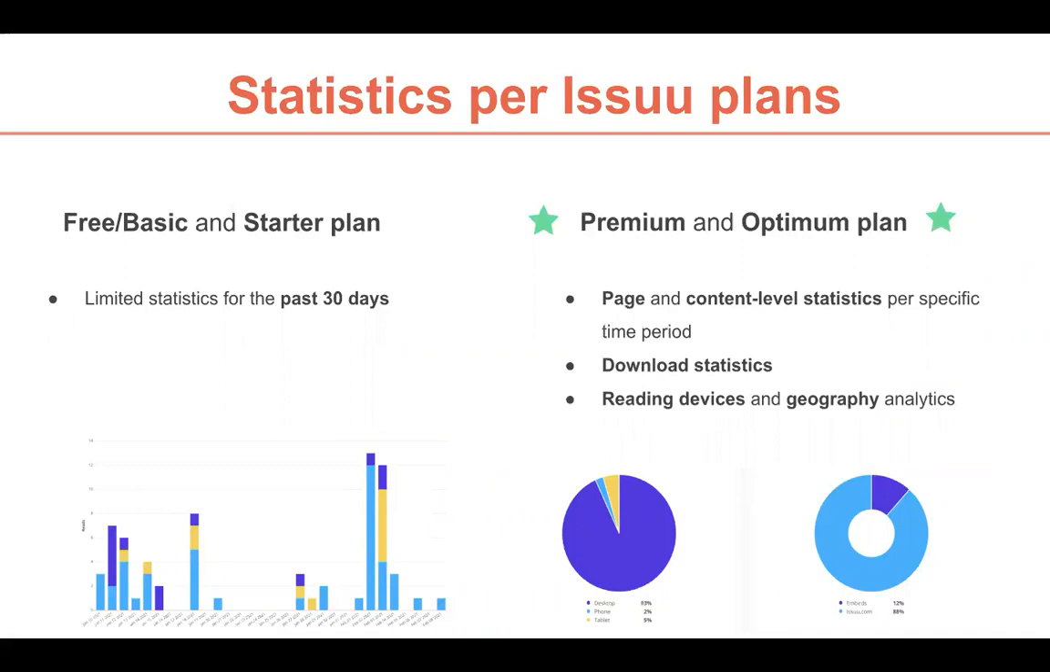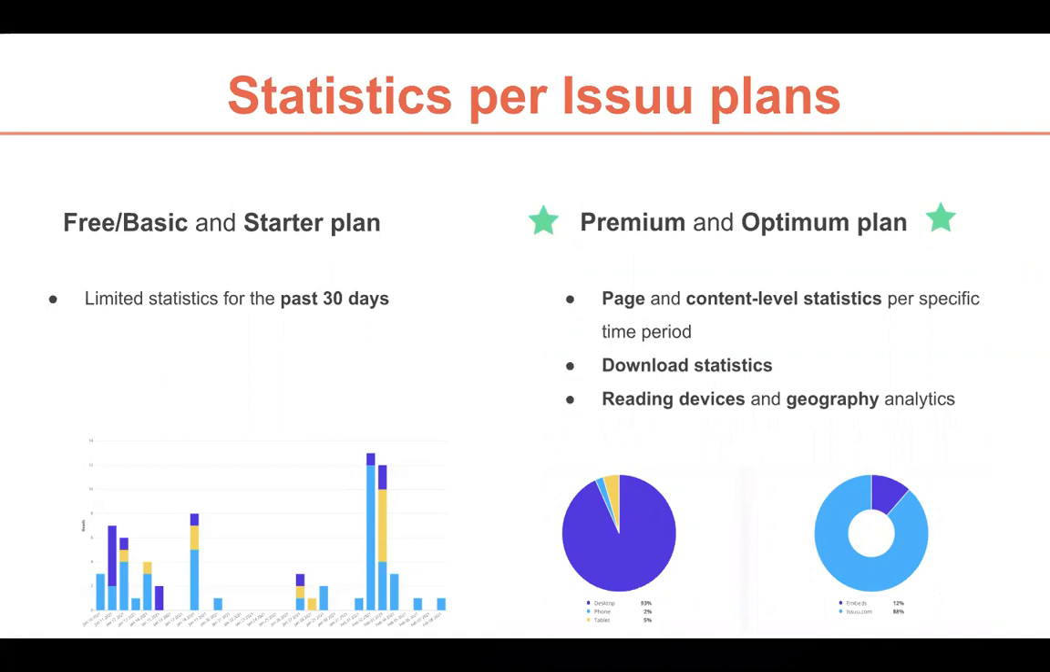So we have 4 plans on Issuu: free, basic, and starter, which are the lower plans, and premium and optimum. So even though you have some statistics window on the free, basic and starter plan, this is just a limited window, on the past 30 days. If you jump on the premium or optimum plan, you have access to full statistics, which means that you have access to account level. You can see the performance of your account in general over time.